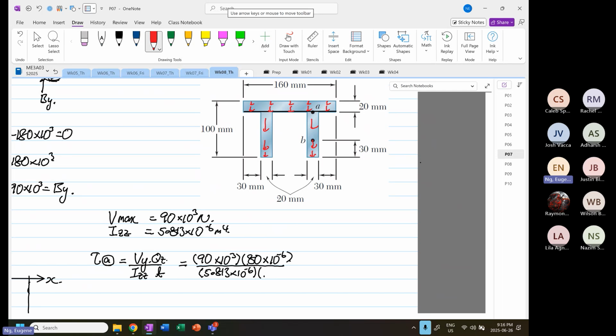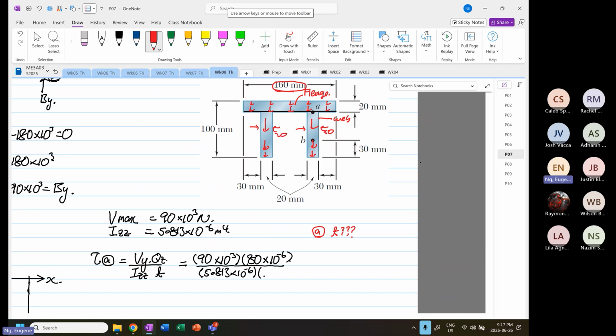So point A is at the interface, at the junction of the flange and the web. So the problem is at point A: what is the thickness? If you look at point A, it's at the intersection of the flange and the web. Do you use 160, or do you use twice the 20?